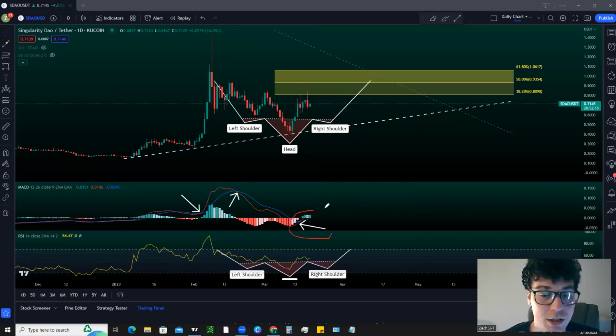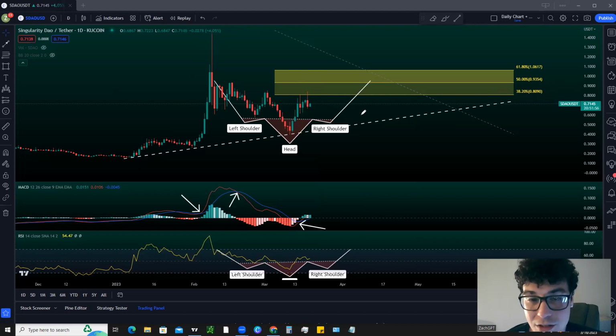And even here recently, we just got a crossover back to the upside where the red line crossed back above the blue line. That happened right here. We got a strong push to the upside, but we're battling our major resistance here at 0.8090. So, that's going to be the first major level of resistance that we need to pay attention to.